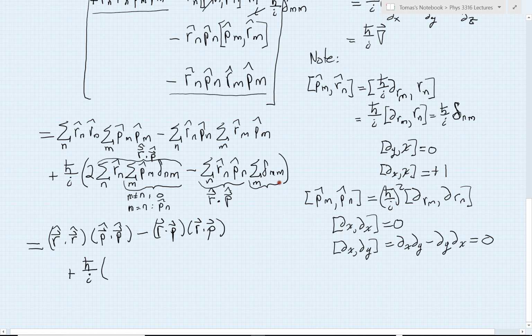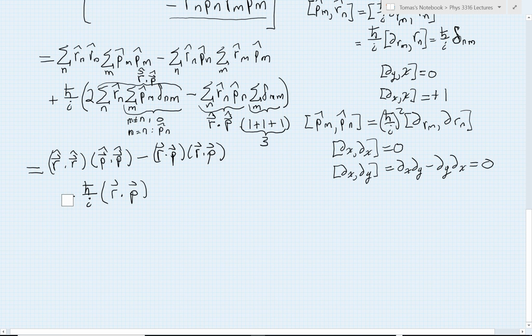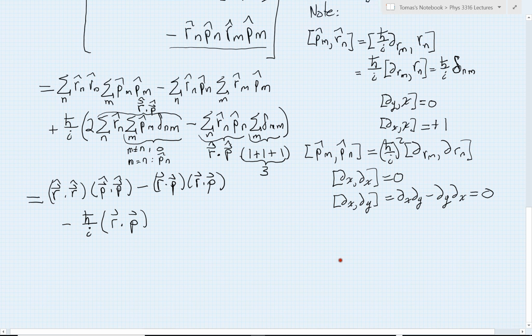And the last remaining piece is this term. Now delta mm is always 1, so I'm summing 1s. I'm summing 1 once for the first term when m equals 1, and then I get another 1 when m equals 2. And then finally we live in 3 dimensions, so there will be 3 terms in the sum, and this term here gives me 3. So I have 2 r dot p minus 3 r dot p. So that's really just minus r dot p. And as we've said, I've been pulling out my h bar over i. So this is a lot of progress. This is very much boiled down now.